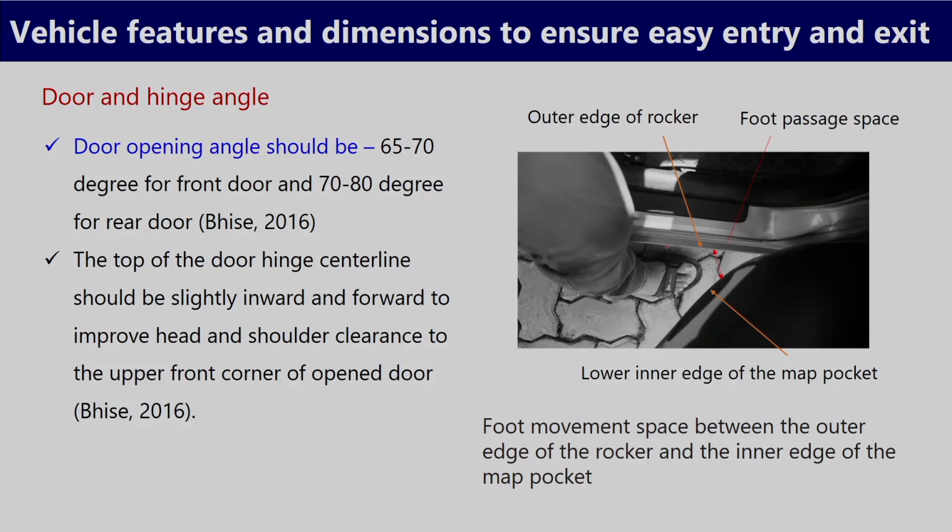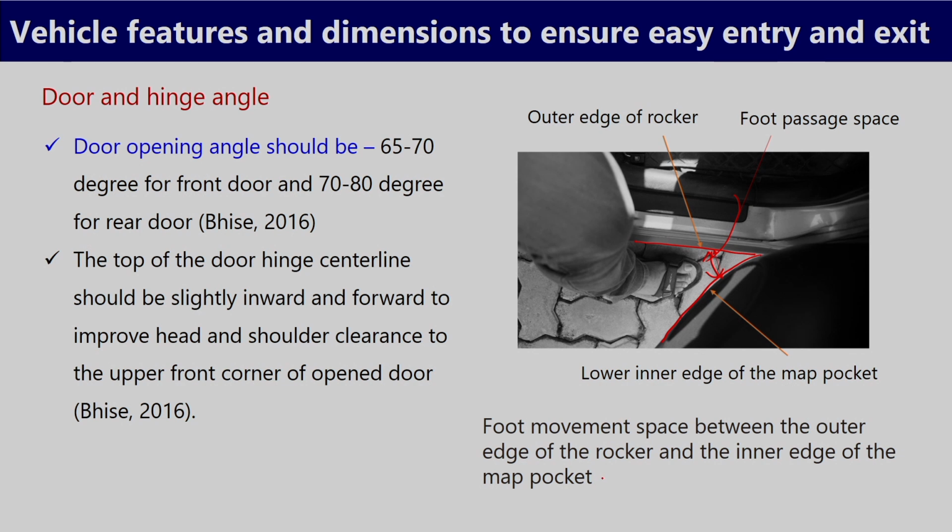Now, door and hinge angle. As we discussed earlier, the gap and angle between the outer edge of the rocker panel and the lower inner edge of the door panel is very crucial for the entry-exit process, because through this area the legs and feet come out or go in. For this purpose, the foot movement space between the outer edge of the rocker and the inner edge of the map pocket should be sufficient.